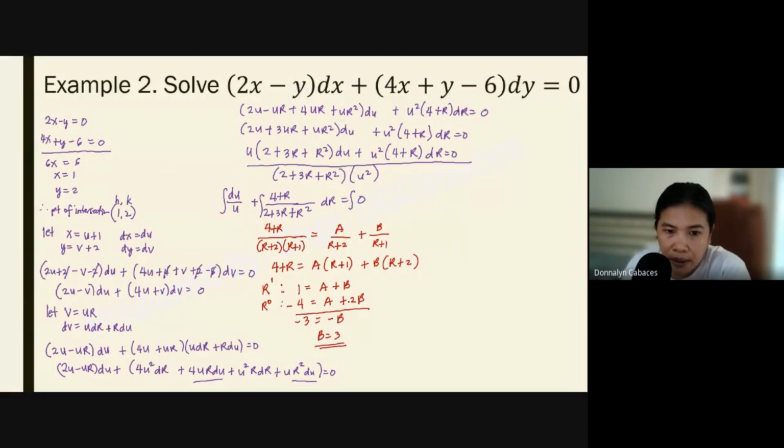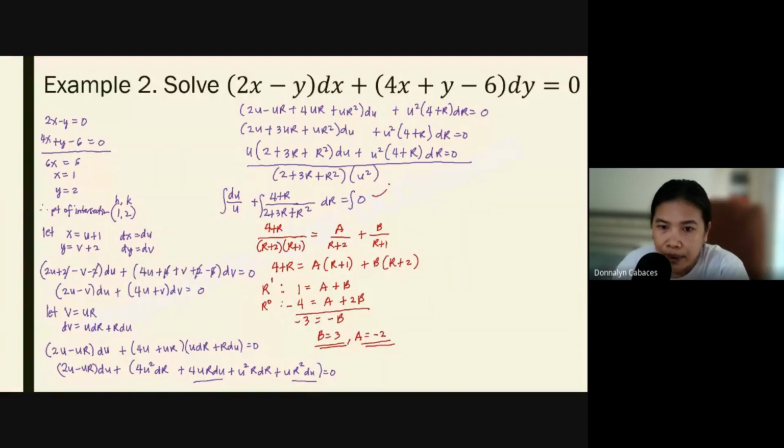If b is 3, then what is a? So from the first equation, 1 is equal to a plus b. Therefore, a is equal to negative 2. If b is 3, then minus 2 should be 1. So a is negative 2.